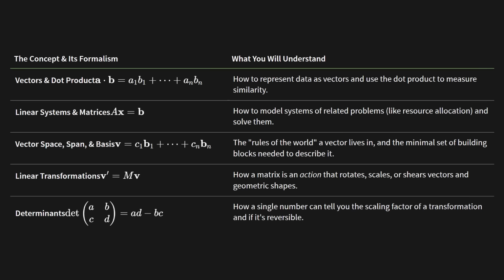We'll start with vectors and the dot product, measuring similarity. Then linear systems, Ax equals b, solving complex problems. Vector spaces, span, basis, the rules of your world. And linear transformations, where matrices become actions, plus determinants. One number that reveals everything.